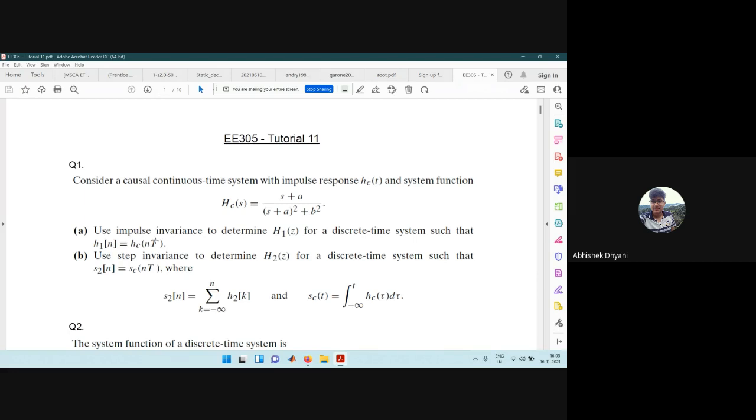So basically we have to find out the discrete time counterpart of this continuous time system, and then finally take its z transform to find out this H1(z) function. In doing that we have to use the impulse invariance, which basically means that we substitute the time variable t as nT, and that's how we will obtain the discrete time counterpart, and then we can take the z transform. Okay, so let's look at the first part first, and then we will come back to part B.